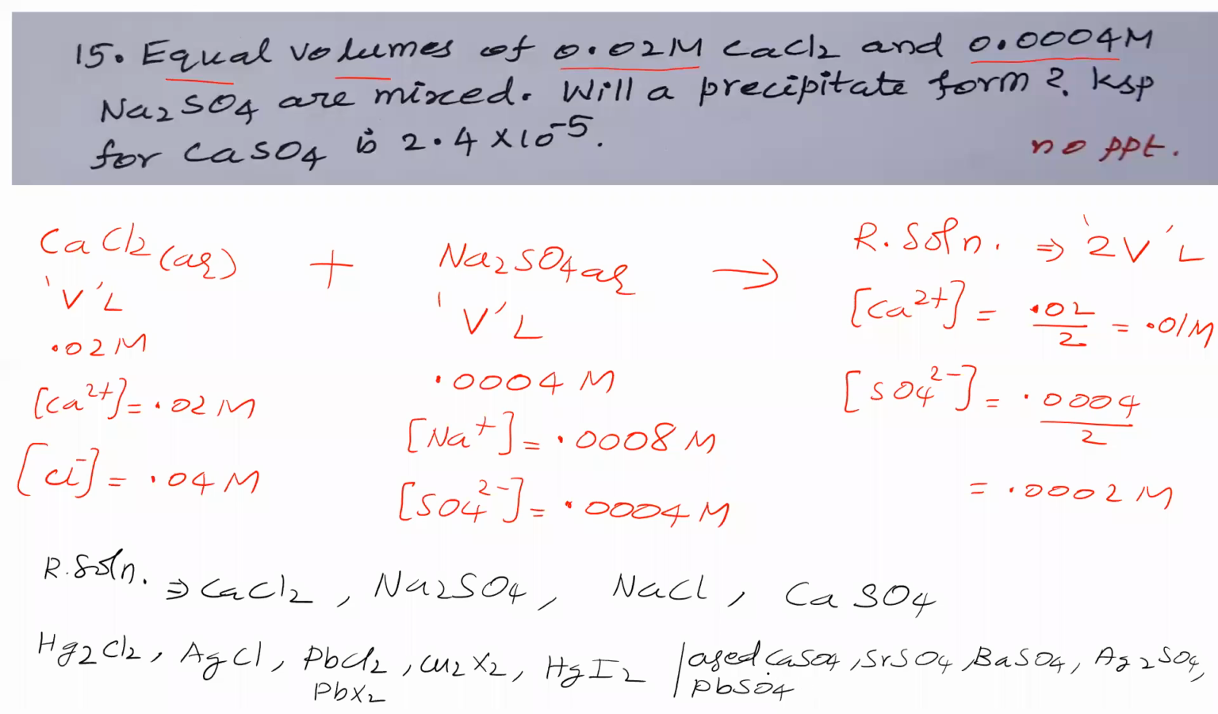Therefore, here one possibility we are getting is that this calcium sulfate may be precipitated. That possibility we are getting because it is insoluble; the rest are soluble. Sorry, calcium sulfate is an insoluble salt, so why do we have to say "may be precipitated"? On what basis did we say calcium sulfate may be precipitated?